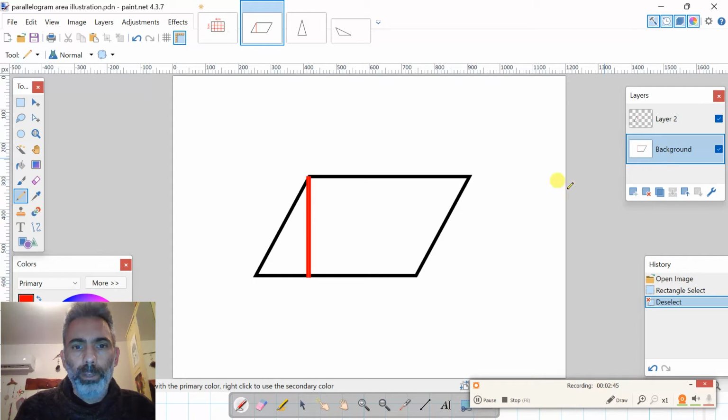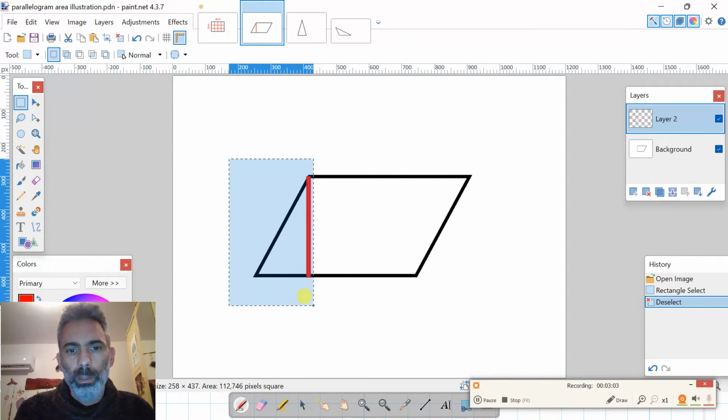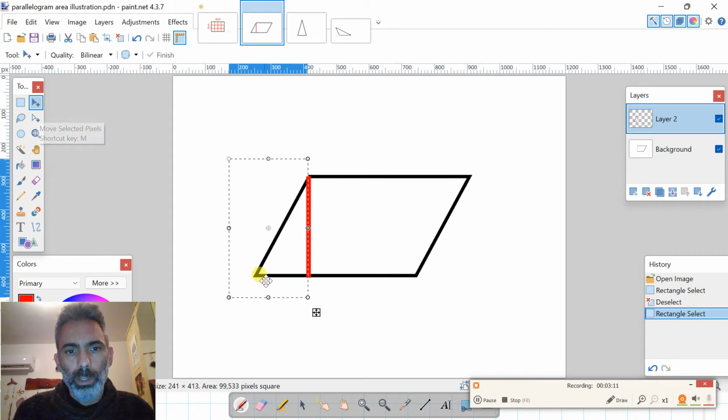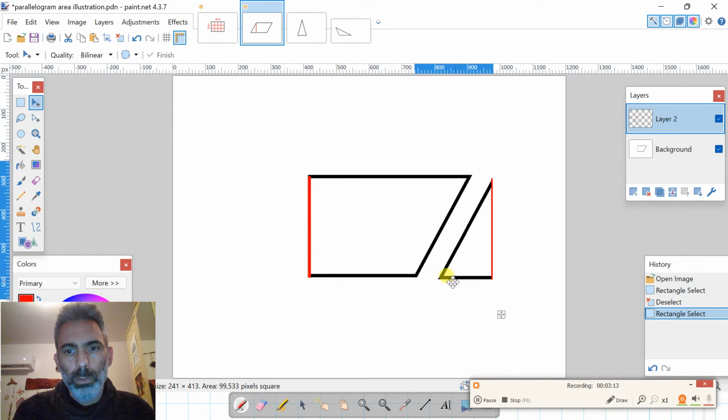I have here a parallelogram where I already have drawn the height of the parallelogram, which extends from the base up to the highest point of the parallelogram. And now I'm going to select this section, the triangle, on the left side of the parallelogram, and shift it to the right side.